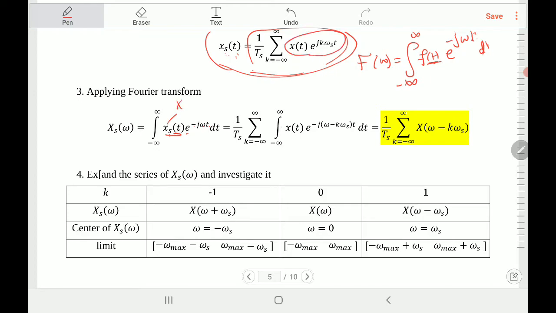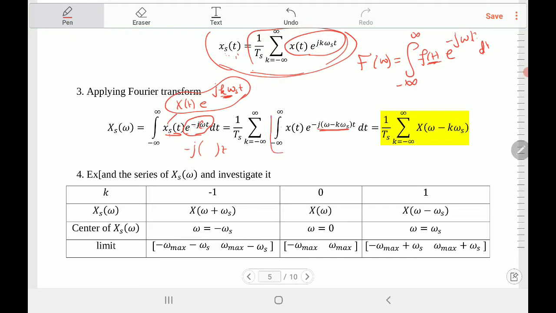It's equal x of t e to the power j k omega s t. All right. And then multiplied by e minus j omega t. So you'll take minus j as a common factor and t, and then see what's happening here. You have omega, and you got minus k omega s because you have minus outside here. So that's how we got these things here.